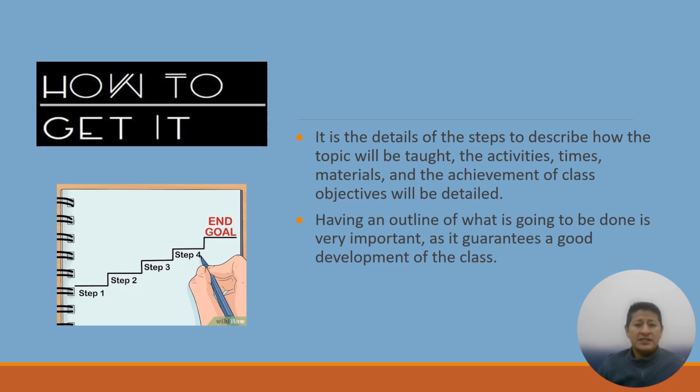A lesson plan is the details of the steps to describe how the topic will be taught: the activities, times, materials, and the achievement of the class. Objectives will be detailed. Having an outline of what is going to be done is very important as it guarantees a good development of the class.